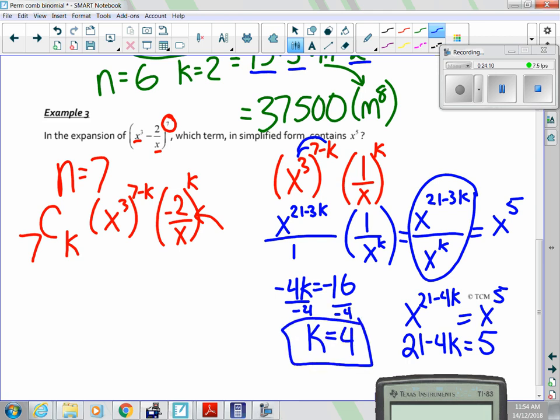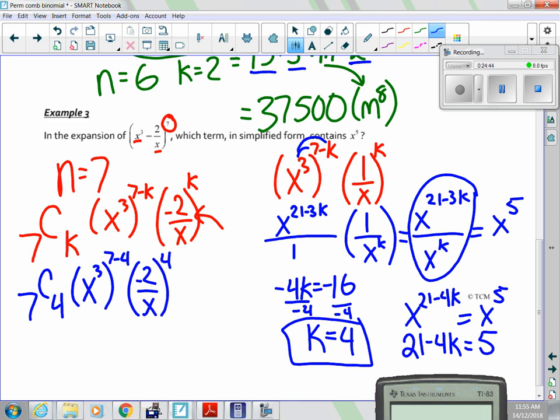K should always be a whole number. 0 is the smallest value you can have. It'll never be negative. It'll never be like 2.7. Now that we've done all that work, we can really start the question. And now that we've done that work, the question basically takes care of itself. So what I'm going to do here is I'm going to go 7C4, x cubed to the 7 minus 4 and negative 2 over x to the 4. So again, we dealt with just the x's till we found our k. Now that we found our k, we go back and do the whole thing.